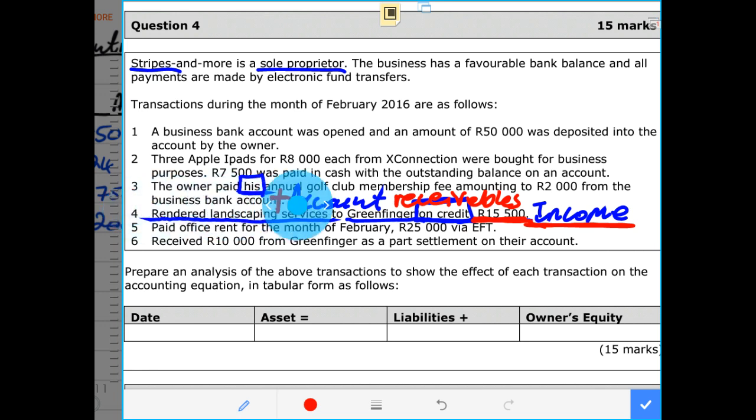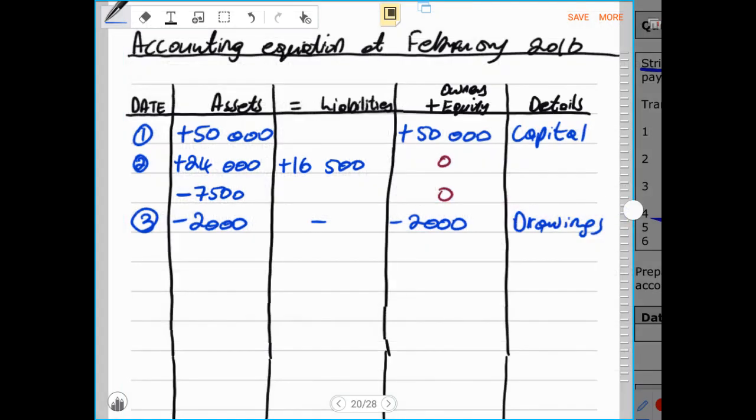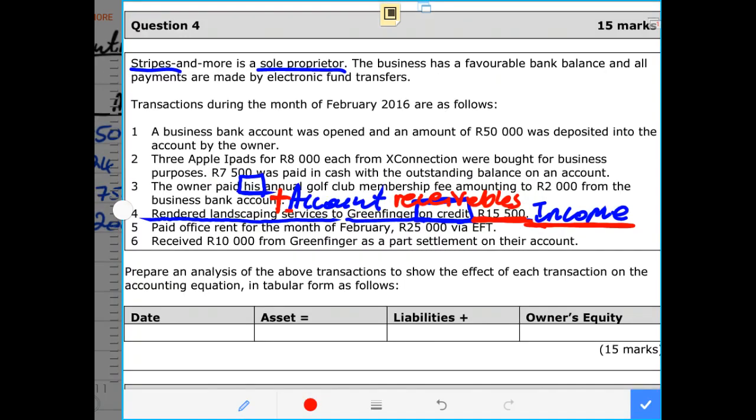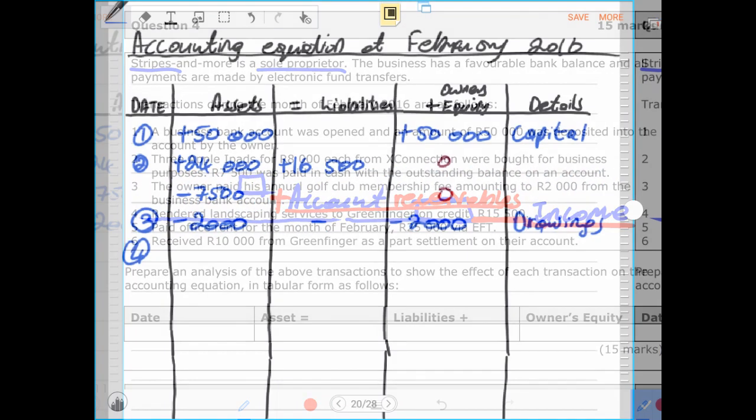So now let us record this transaction again in the accounting equation. This is number 4. Just to remind you, account receivable is an asset. Account receivable is an asset. So if account receivable is an asset, our account receivables are increasing. That means the people who owe us money are increasing, because the customer is owing us 15,500 for the services that we rendered, but the customer did not pay the business as yet.